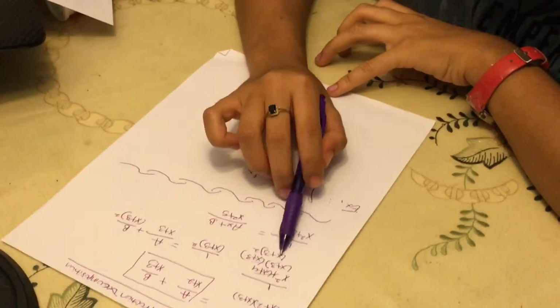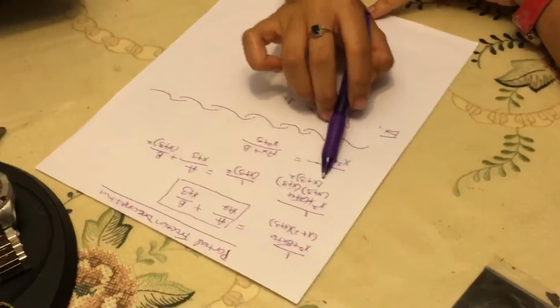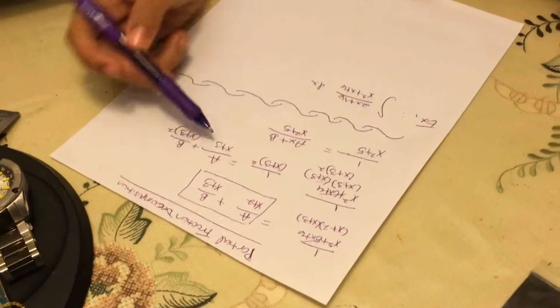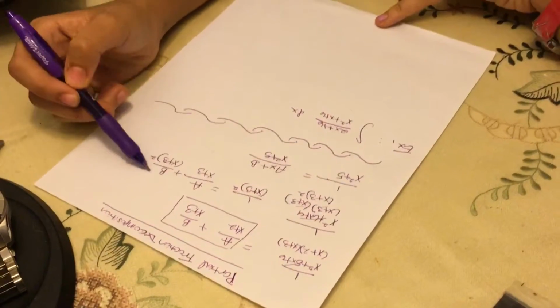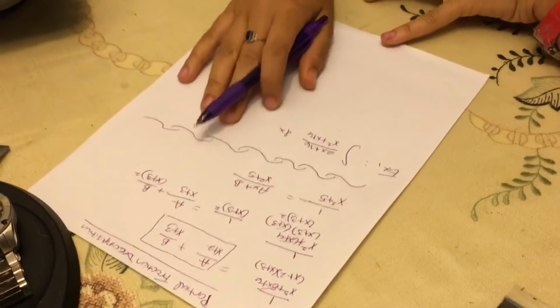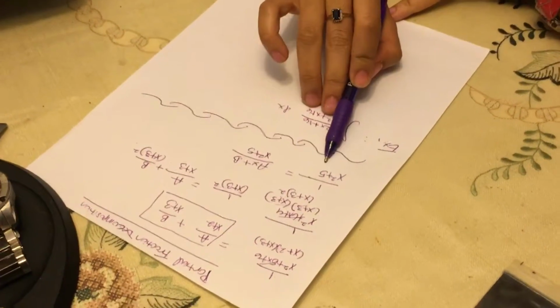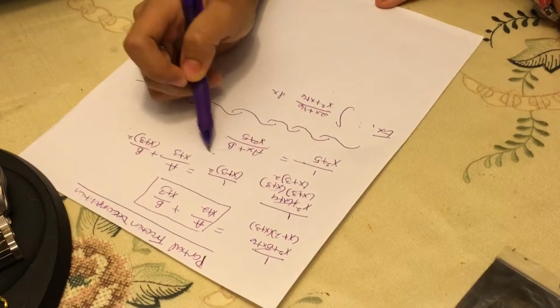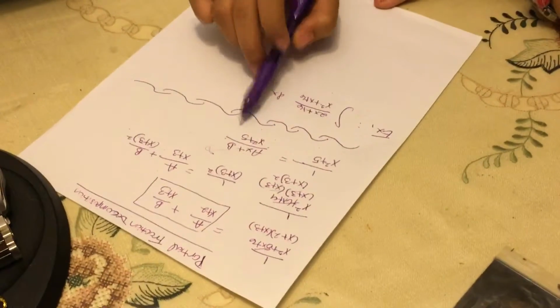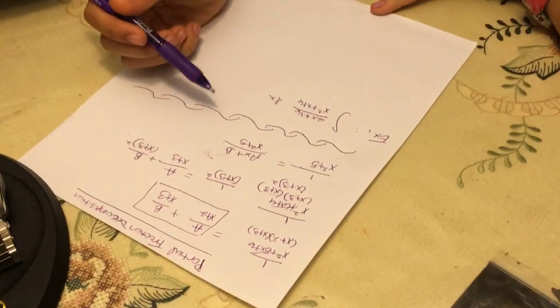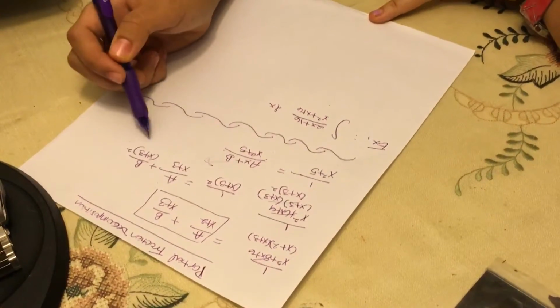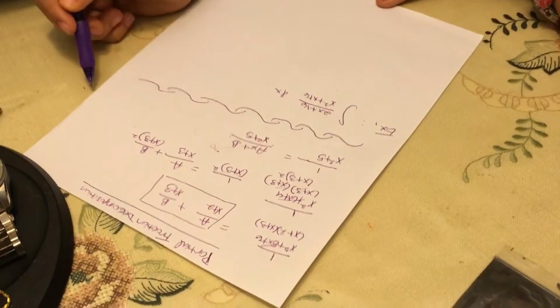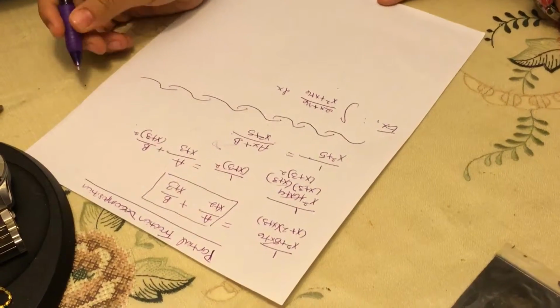If there's a function that is repeated, you just do a over x plus 3 plus b over x plus 3 squared. And if there's a quadratic function, you should do ax plus b, which is a linear function, over x squared plus 5, which is a quadratic function. And if it's a cubic, you would do ax squared plus bx plus c over the cubic function.